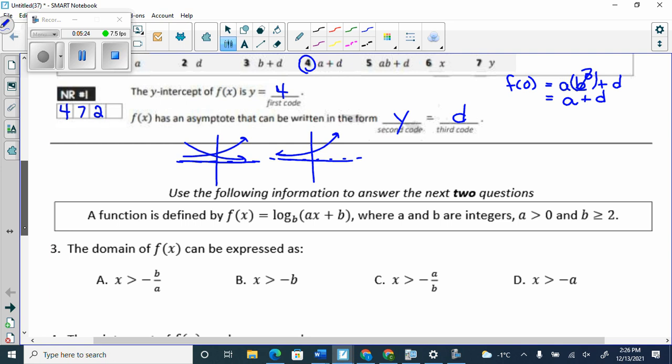Okay, now we have a log function. Log functions always have vertical asymptotes. The only thing that can move a vertical asymptote is a horizontal translation. So I'm going to get log base b of a x plus b over a. So my horizontal translation is actually minus b over a. A is greater than 0, so it's going to be greater than sign because a is not negative, and negative b over a because it has to go to the left.